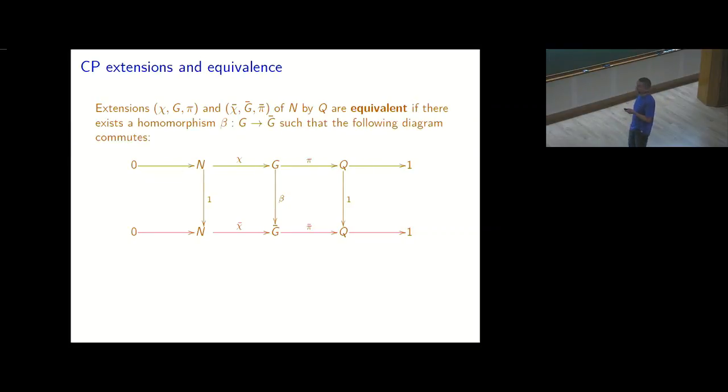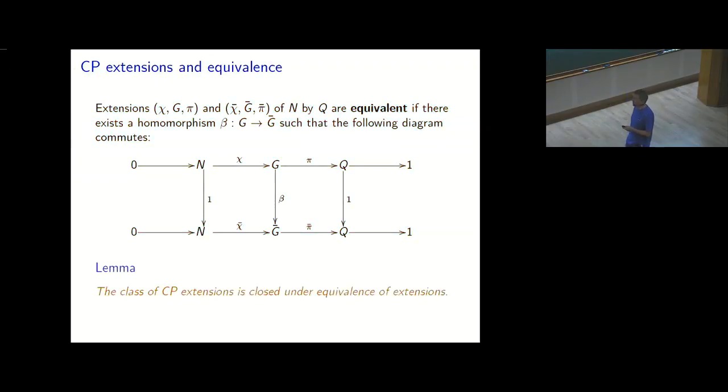Anyway, so this is the definition of equivalency of extensions. We have two extensions of N by Q, and we say that these two extensions are equivalent if there is an isomorphism between this group and this group, so that this diagram commutes. And it's probably not surprising that the class of CP extensions is closed under equivalence, which means that if you have a CP extension, and you have some extension which is equivalent to this one, it's also CP.